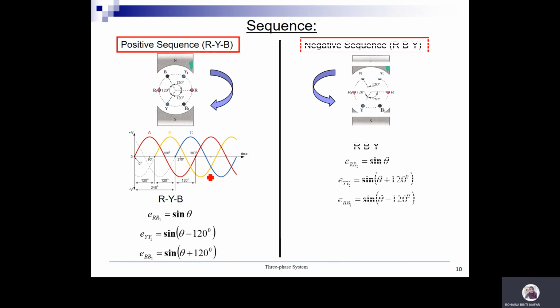Okay, so how about the negative sequence? For negative sequence, the orientation of your phases is red, blue, yellow. So the relationship is different from positive. You can see here the plus and minus are different. So normally we use positive sequence to analyze your circuit.